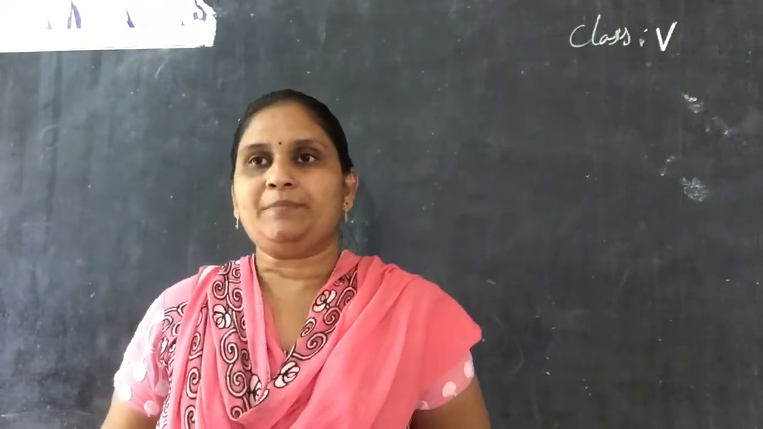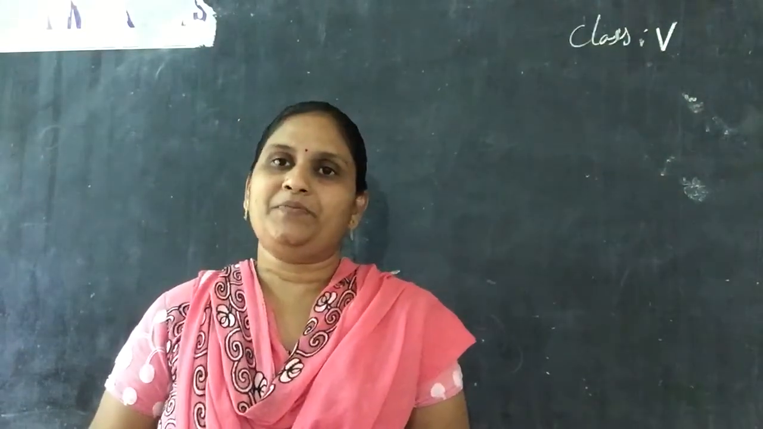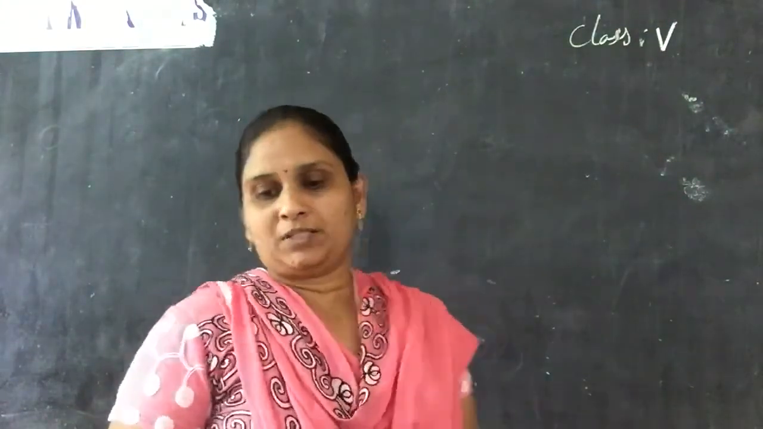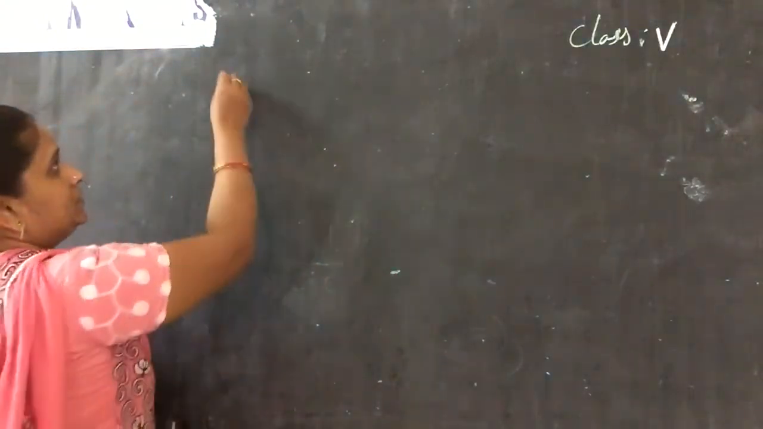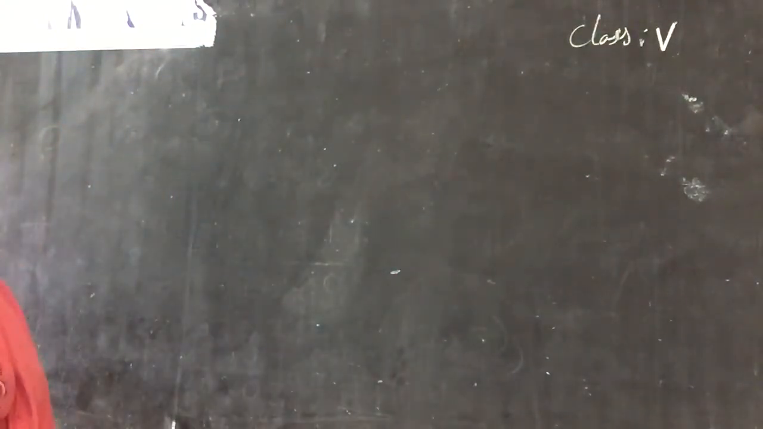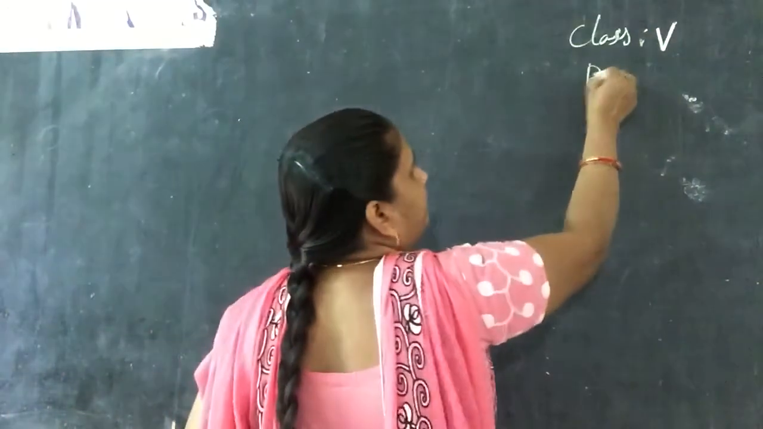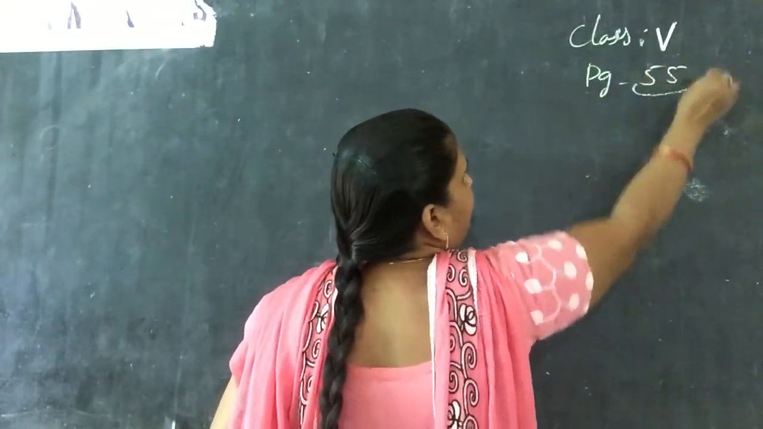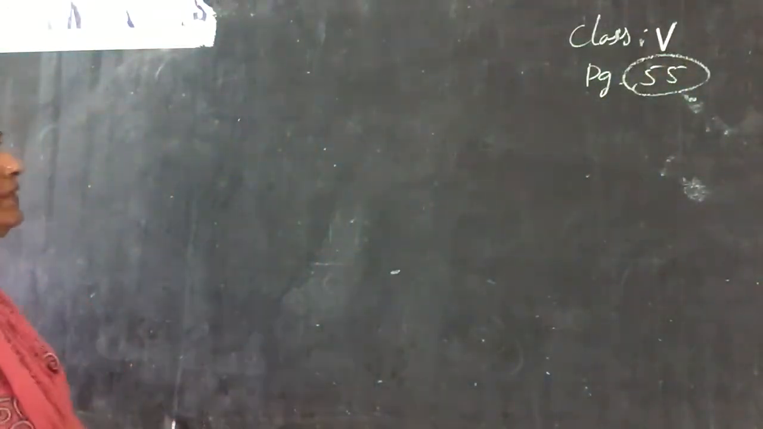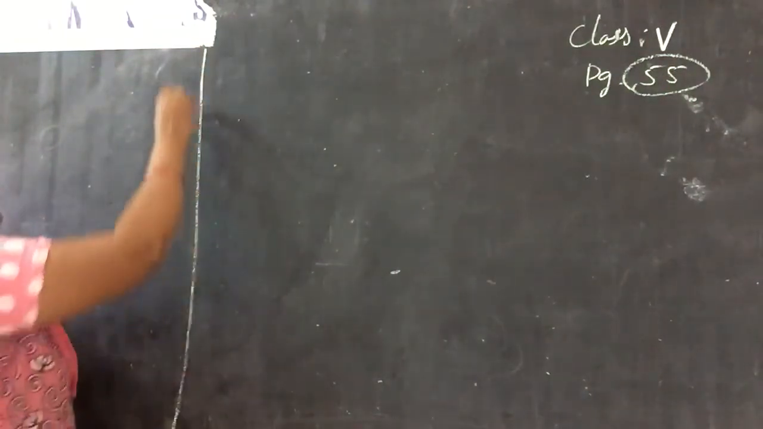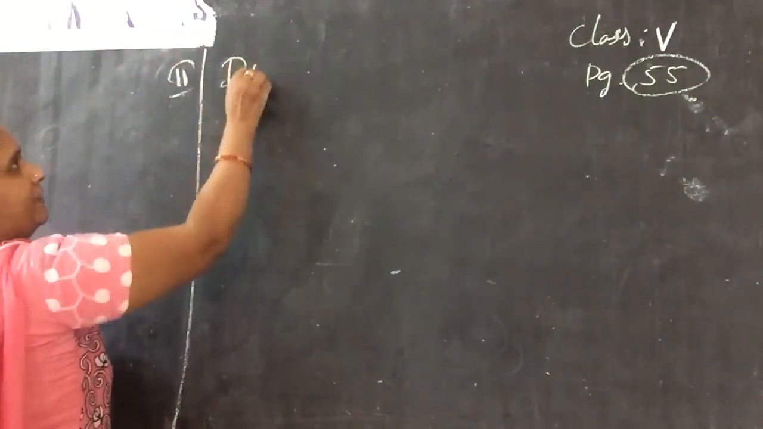So today's concept is fraction division and simplification of fractions. Okay, the first one, open the textbook to page number 55. On page number 55, Roman number 1 is completed. Now Roman number 2, divide.